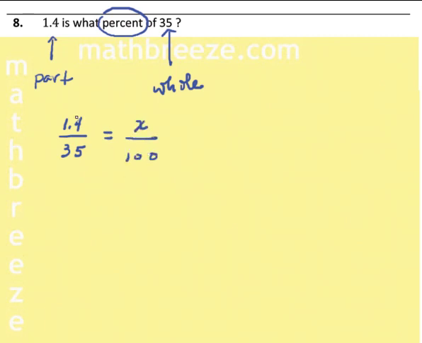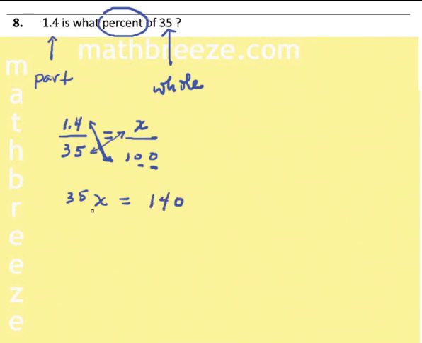All right, so let's cross multiply this way. 35x equal this way. 1.4 times 100, we do that by moving the decimal place over 2 places to the right, because we're multiplying by 100, a 1 followed by 2 zeros. We just move the decimal 2 places to the right, so we would get 140.